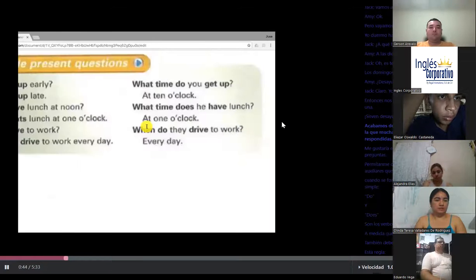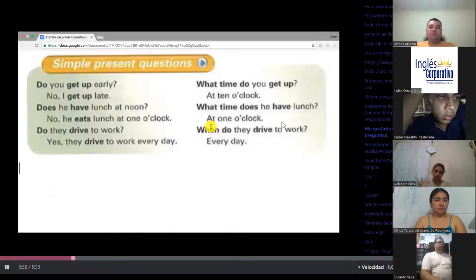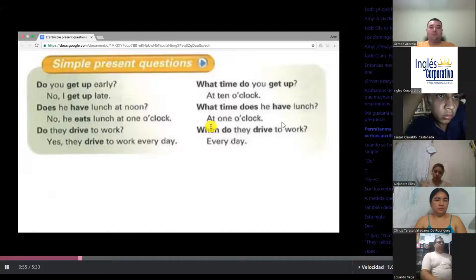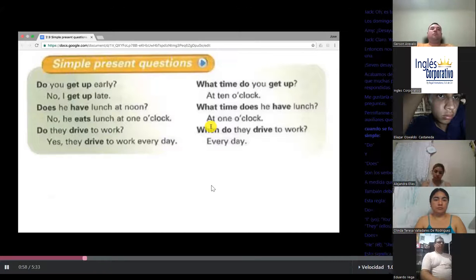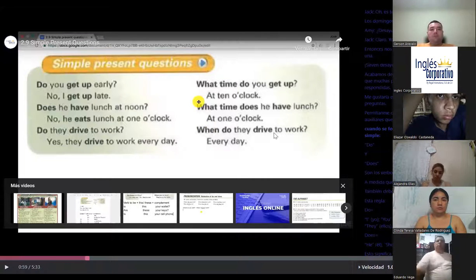We just heard a conversation in which lots of questions were asked and answered. I would like to explain how these questions are formed. Let me start by explaining the auxiliary verbs that are used when forming questions in the simple. Okay, in this case, we have the explanation of the use of the auxiliaries.